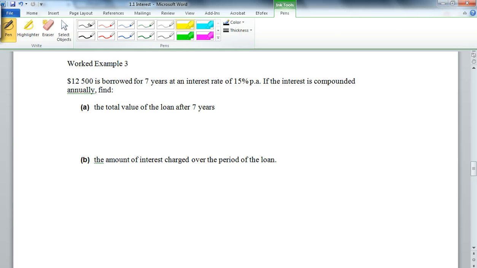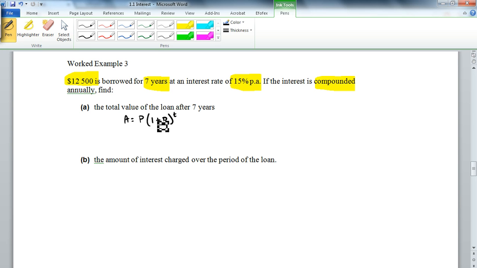So in this example, we're told that $12,500 is borrowed. 7 years is the time. 15% is the interest, and it's compounded annually, so you have to use compound interest. The first thing I always do is write down the formula. A is equal to P(1 + r) all to the power of t.